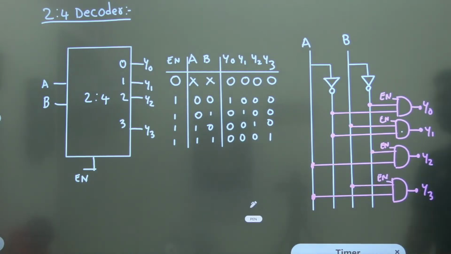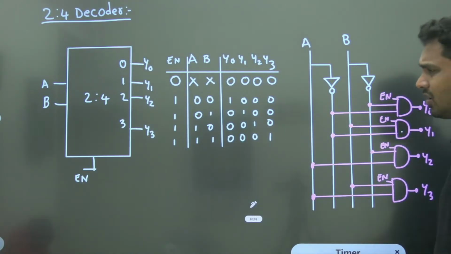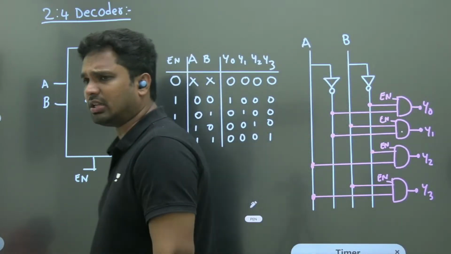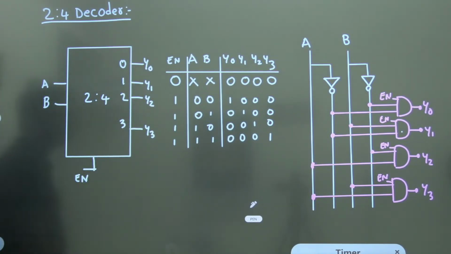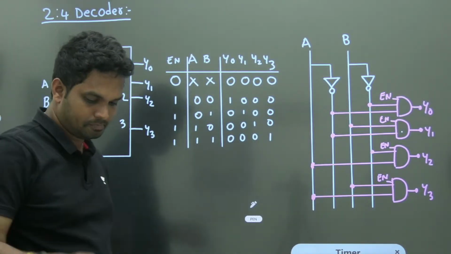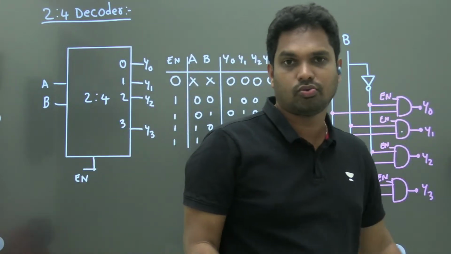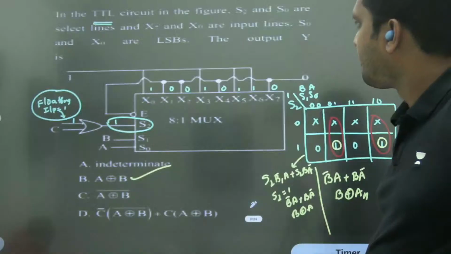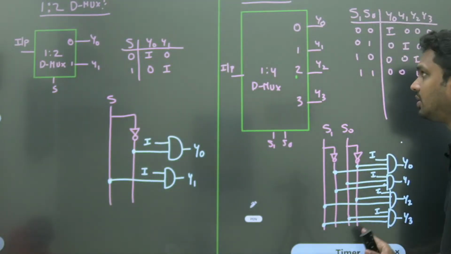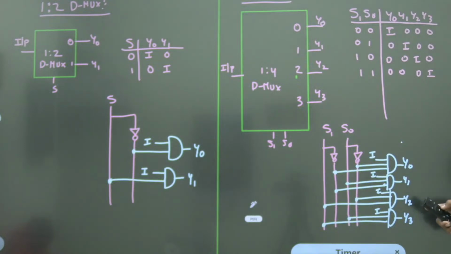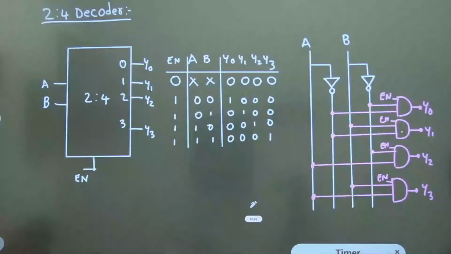So this is how the 2 to 4 decoder works. You can make 1 by 2 decoder also. It is nothing but just an inverter, and an extra AND gate is connected with enable. When only one input is there, when that is 0, Y0 will be 1, otherwise Y1 will be 1. That can be done. But you see one thing here: the circuit in this 2 to 4 decoder and this 1 by 4 DMUX, both are the same.